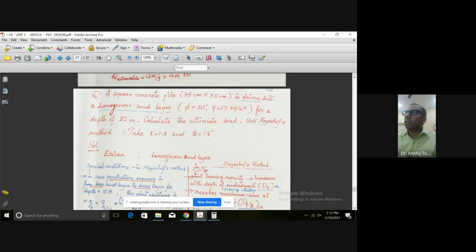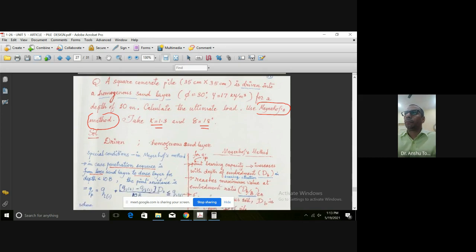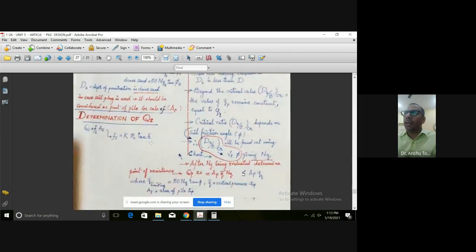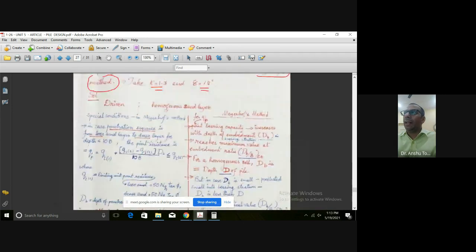Use Meyerhoff's method. So here we have to use the Meyerhoff method, which is straight away directly given in the question. Take K is equal to 1.3 and delta is equal to 18 degree. So before moving on to the numerical, I have tried to explain some of the salient parameters or concepts of the Meyerhoff's method, because this is the way I am doing it in this particular subject.